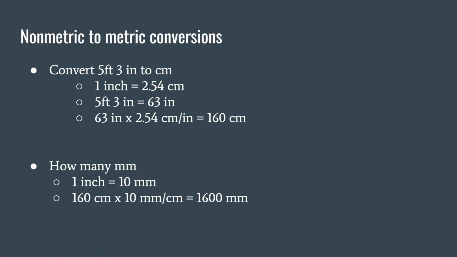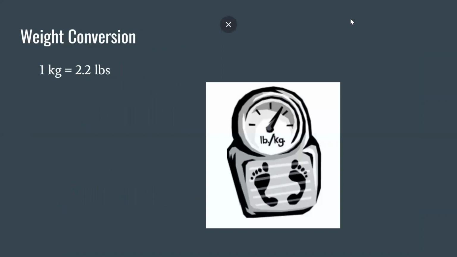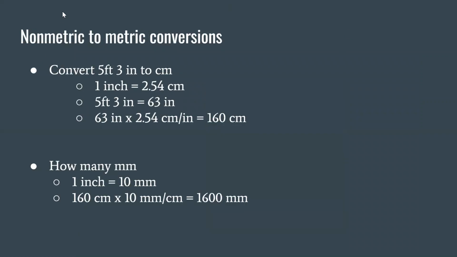If an inch is 10 millimeters, and 160 centimeters, you multiply that by 10 millimeters per centimeter, and it equals 1,600 millimeters. I just realized there's an error on this slide. This is supposed to read 1 centimeter is 10 millimeters. And then it would make sense. The 160 centimeters times 10 is 1,600 millimeters.